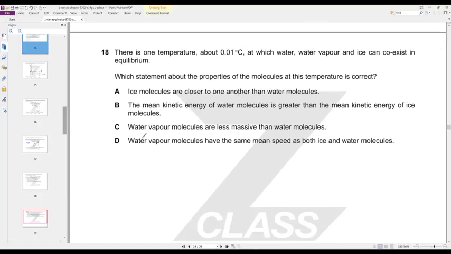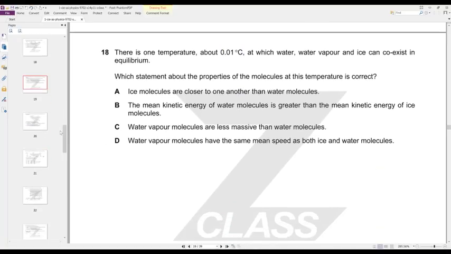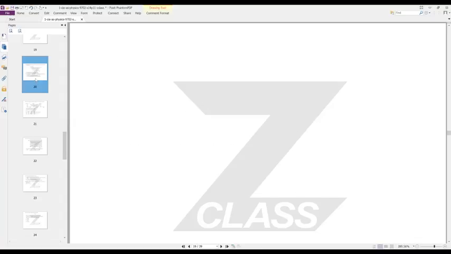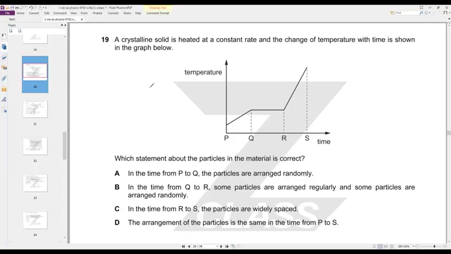Exam technique 101. Right. Okay, so one temperature at which water, water vapor, and ice can coexist, the triple point. Which statement? So this is just another learn it one. I'm going to skip over these because I want to get through the paper. These are just things that you need to learn. Okay. Let's just continue on.